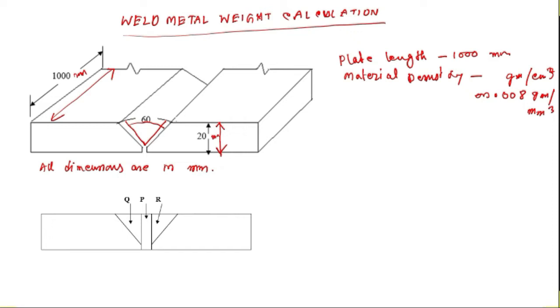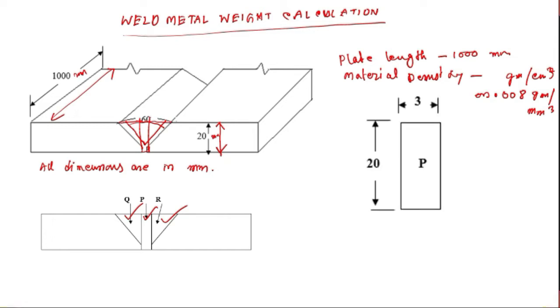So you see here, you have to first calculate these three areas, Q, P and R. So how do you calculate this Q, P and R? You understand the Q from where I just took, this is the Q up to here, and this is P and this is R. So understand Q, P and R.